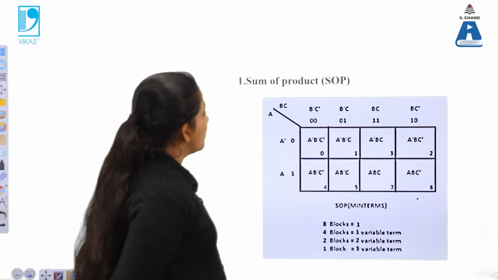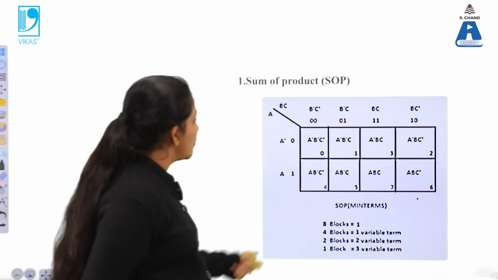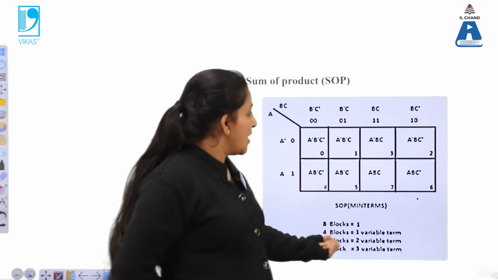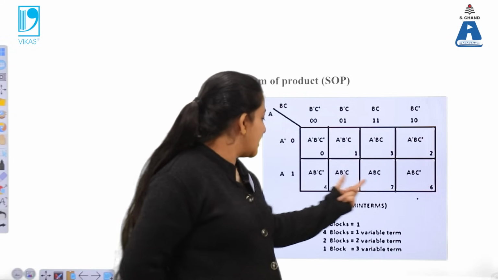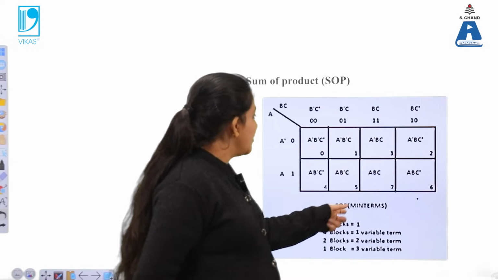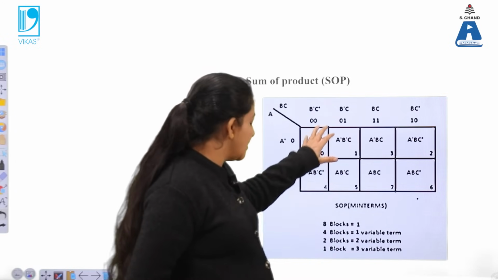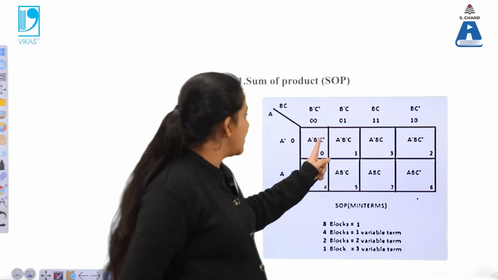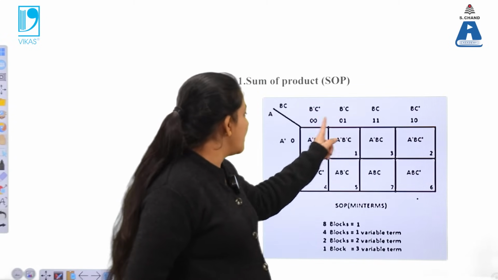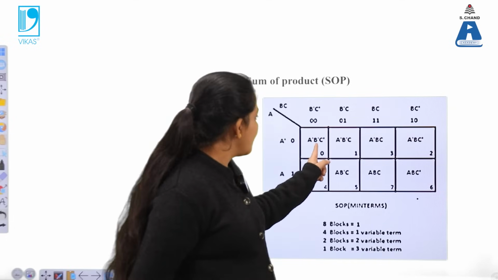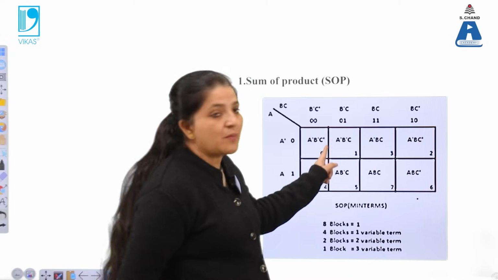Now next is the sum of products, that means the SOP form. In this case, there are 8 blocks, which equals 1. There is no variable. When we take only 4 blocks, only one variable is present. When we move from one block to another block, one variable is changed. So when we move from this to this, here the C variable is there.